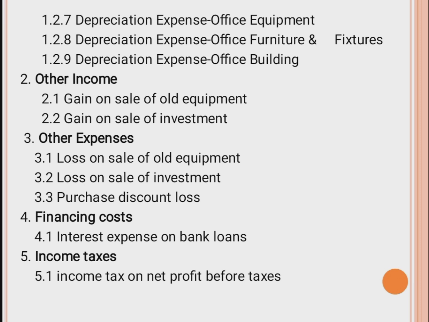Number 2, other income. 2.1 gain on sale of old equipment. 2.2 gain on sale of investment. Number 3, other expenses. 3.1 loss on sale of old equipment. 3.2 loss on sale of investment. 3.3 purchase discount loss. Number 4, financing cost. 4.1 interest expense on bank loans. Number 5, income taxes. 5.1 income tax on net profit before tax.